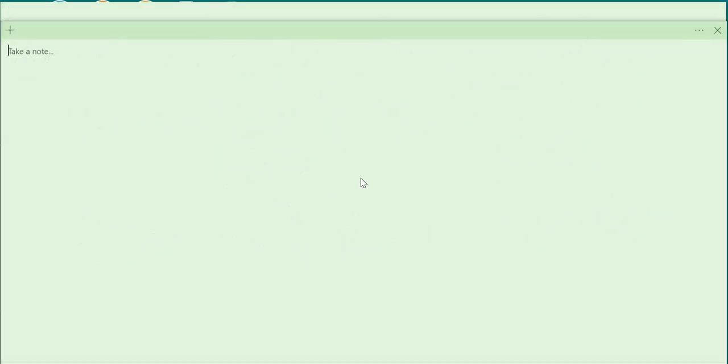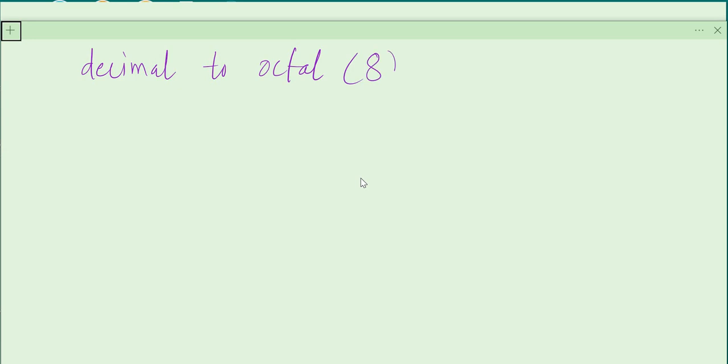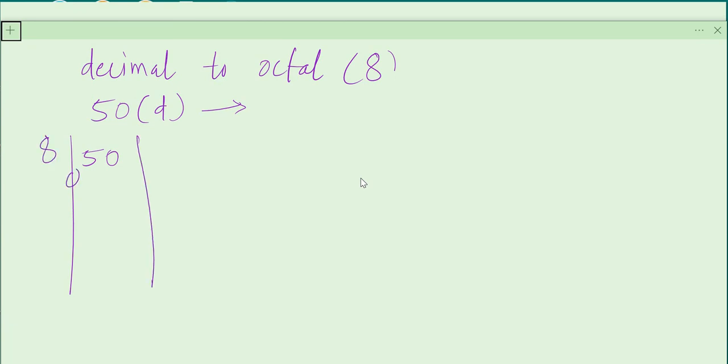So first let us convert decimal to octal. Octal means base is 8. Suppose the given decimal number is 50, and we want to convert it into octal. So take the number 50 and divide by the base, that is 8. Go on writing quotients here and remainders here every time.